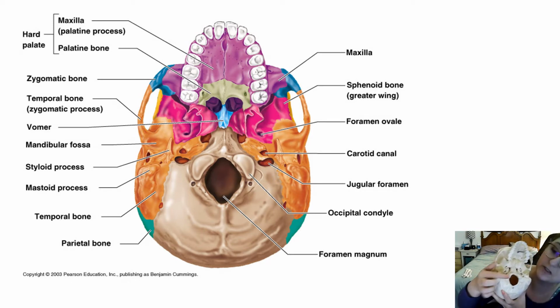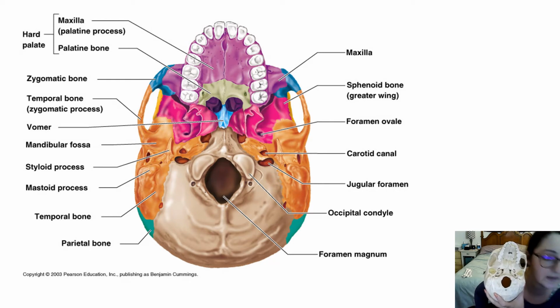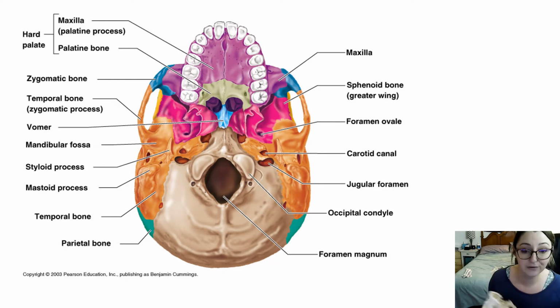We do have these little smooth surfaces, and that is where our C1 vertebra is going to attach and articulate with our skull. I do want you to make a note of the carotid canal and the jugular foramen. Those are where those nice good blood vessels are going to be passing through. And we'll talk about the other foramen of the skull here in just a moment.